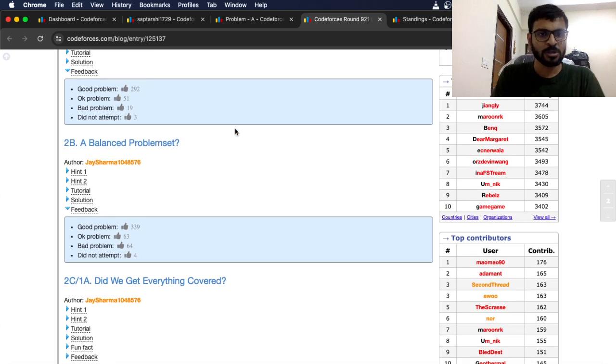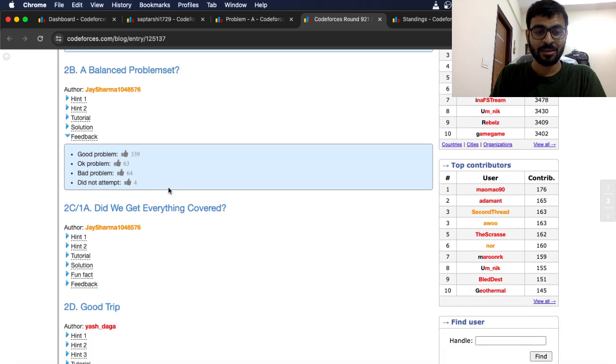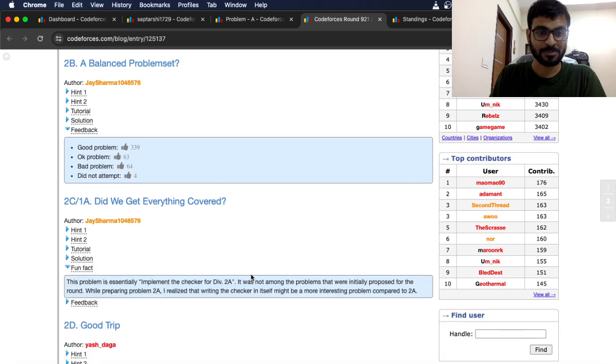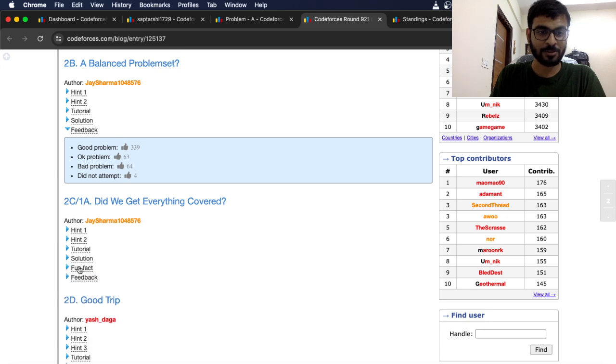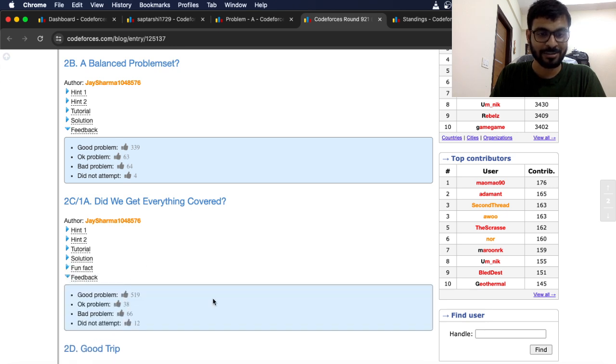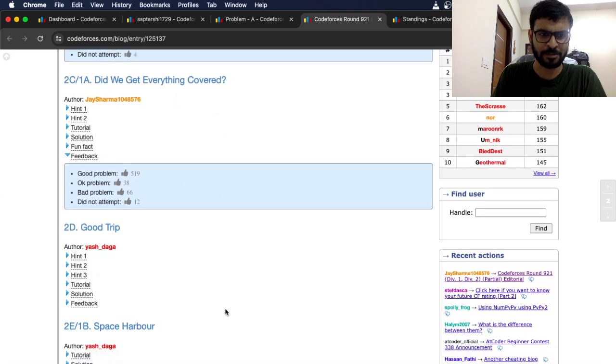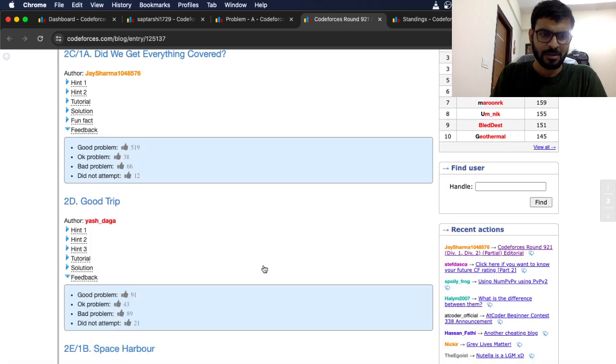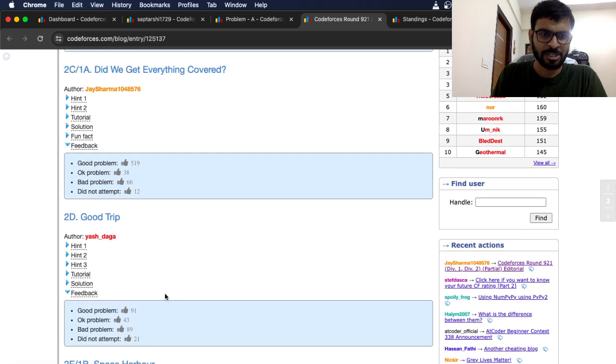If you go down, what you see is many more people have commented as bad in this second problem. And now if you keep on going down, okay, this is their fun fact. I'll go to the feedback, which is our fun fact. We see that the ratio again increases, but this is again slightly less. If you see the ratio good is to bad, the ratio decreases over here. If I look at this, the ratio suddenly increases over here. 91 is to 89, horrible ratio.